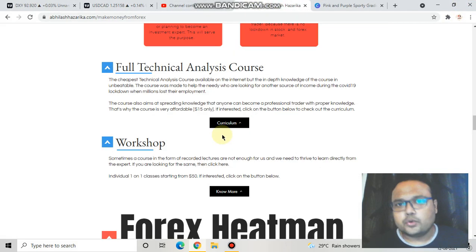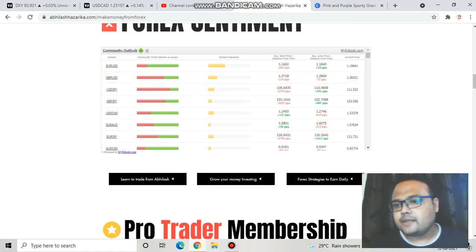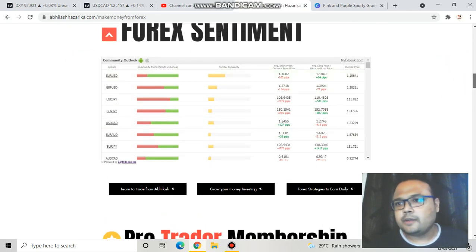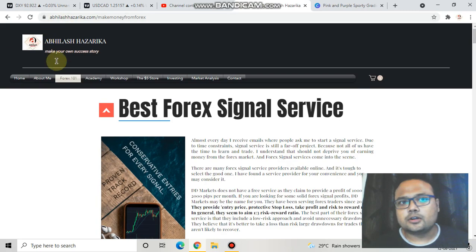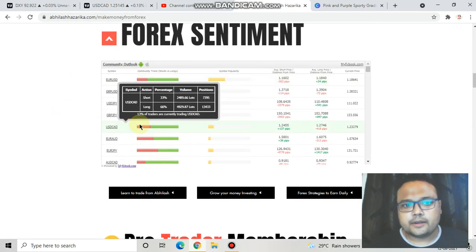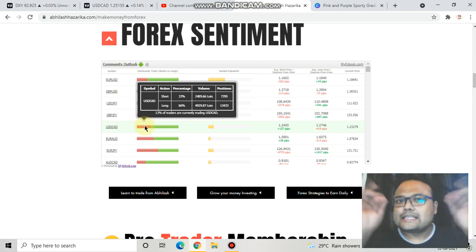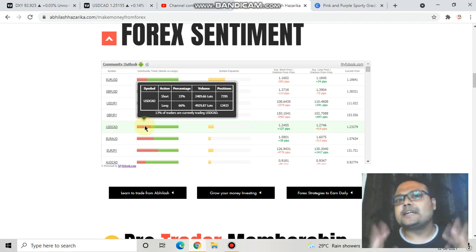And if we look at the forex sentiment meter here, you'll find the Forex sentiment meter on my website avilashhazarika.com under Forex 101 section. If you look at the Forex sentiment meter here, then you can see that 33% retail traders have taken short position and 66% retail traders have taken long position. Or in simple words, 66% retail traders are thinking that market will be going up.